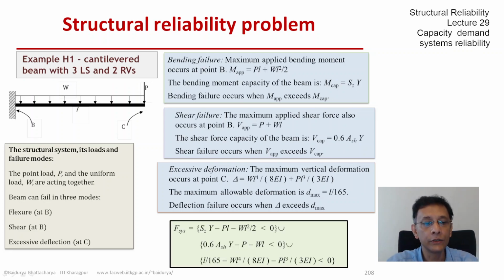Putting all of these 3 together, we have the union of 3 failure events, and that's why we call it a series system, because failure in any of these 3 modes, if any of these 3 limit states are exceeded, we have system failure. Now, we are going to solve this problem and see the results or learn some of the different aspects of it through plots and graphs.